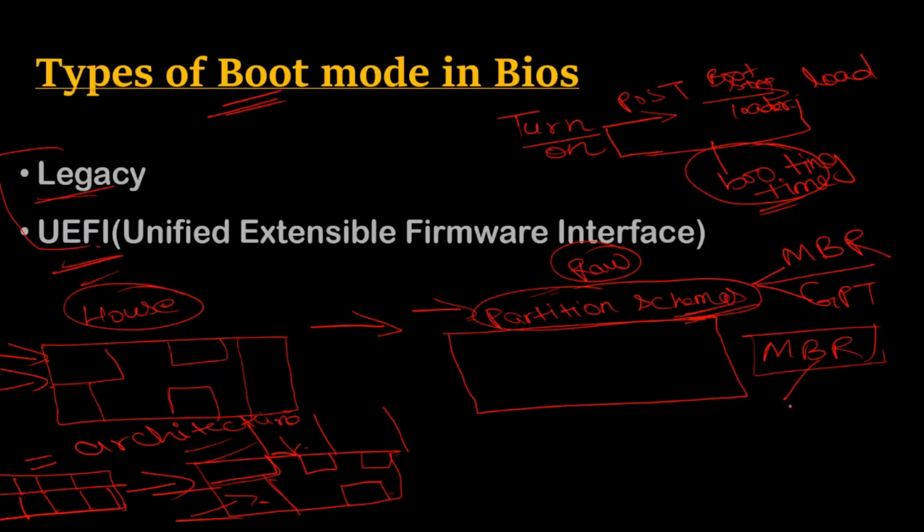So in MBR, we have two types of partition. Number one is primary partition. Second is extended partition. Primary means this is the main partition. Main means it can work independently. It is not dependent on any other partition. If you want to place data, just place it. When you want to delete any partition, just delete it. It will not create any impact on any other partition. That is called primary.